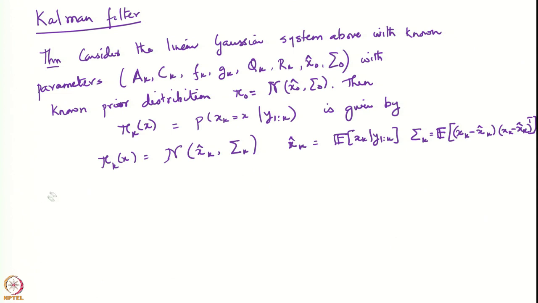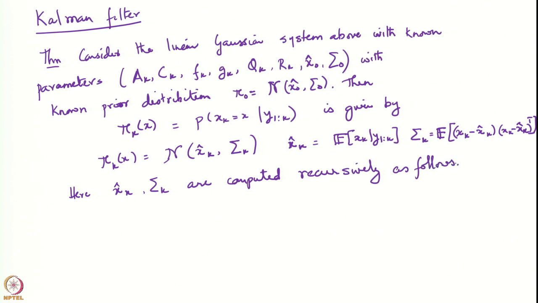Now, the algorithm. The distribution is specified in terms of x hat k and sigma k. Now, how do we find these x hat k's and sigma k's? That is where the recursive computation comes up. So here x hat k, sigma k are computed recursively as follows. I will write out the algorithm on the next page.